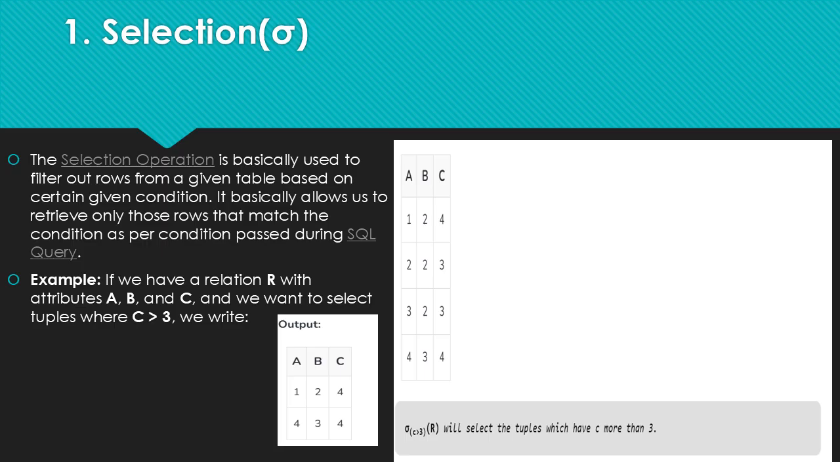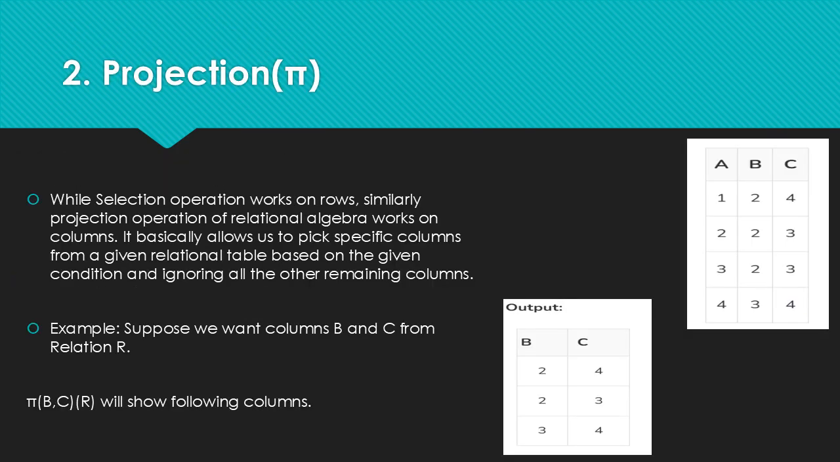Example: if we have a relation R with the attributes A, B, C, and we want to select the tuples where C is less than 3, we can write σ C<3 (R). This will select the tuples satisfying the condition.